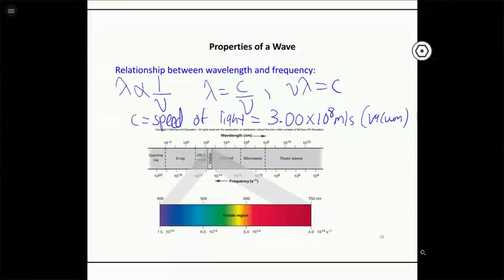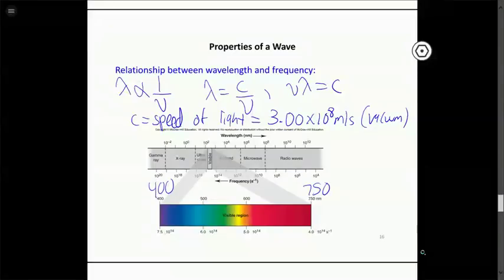And then frequency would be the opposite. So the frequency, as you can see, increases from right to left. So gamma rays have the highest frequency, and radio waves have the lowest frequency. Okay? So, and then if we look at this very thin slice of the electromagnetic spectrum that corresponds to the visible range, that corresponds to the wavelengths of about 400 to 750 nanometers is the wavelengths of light that we can see. So I'll write that a little bit bigger so you can see it better. So the wavelengths are about 400 to 750 nanometers.